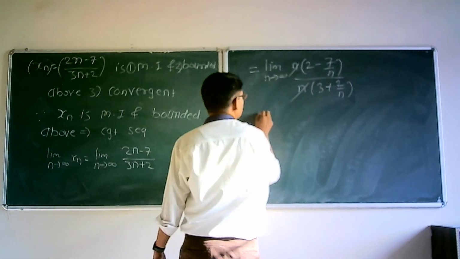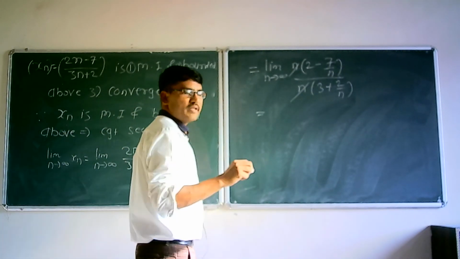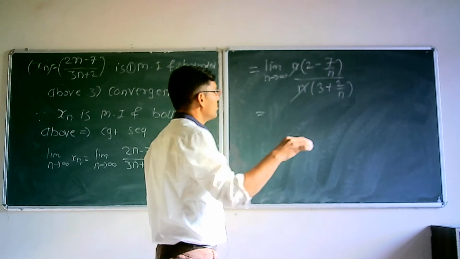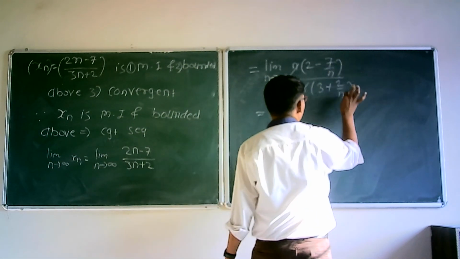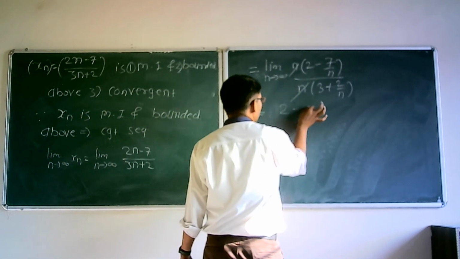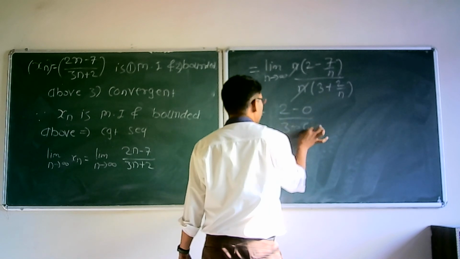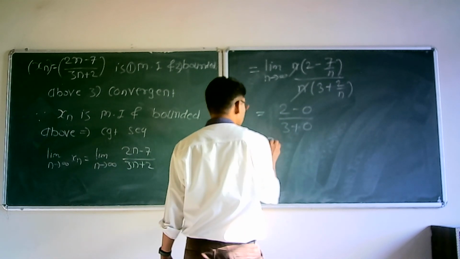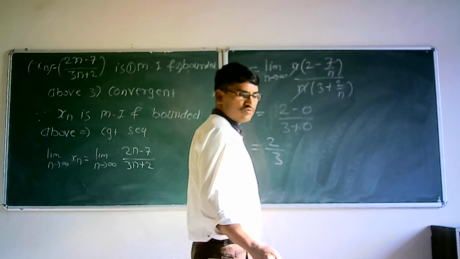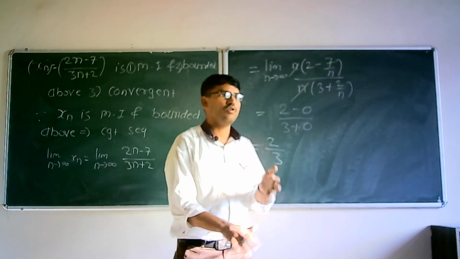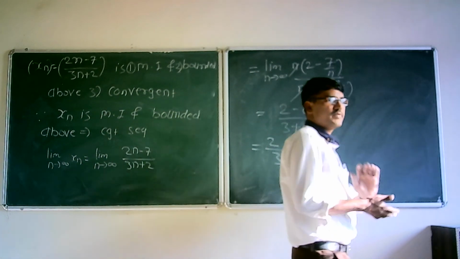So what happened here? This n will get cancelled here, and all of you know that 1 upon infinity is 0. So 7 upon infinity is 0, 2 upon infinity is 0. So it is 2 minus 0 divided by 3 plus 0. So the limit is 2 by 3. So this sequence converges to the limit 2 by 3. So we are going to stop here for today.